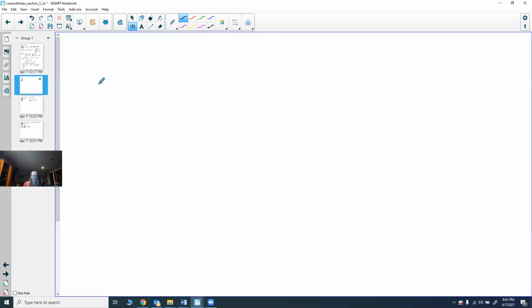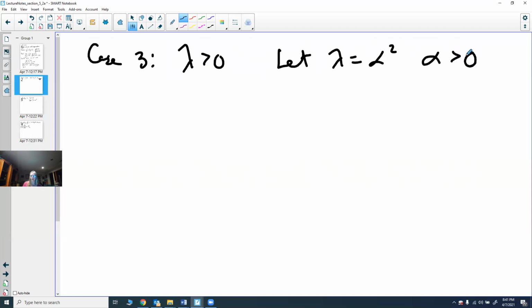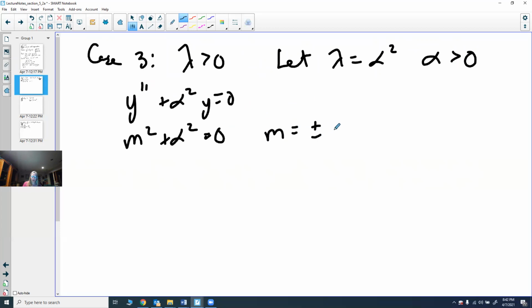Let's get a case 3. So case 3 is going to be that lambda is positive. And so again, just to make life a little bit easier here, let's let lambda equal alpha squared. We are going to again assume that alpha is positive. That means y double prime plus alpha squared y equals 0. So m squared plus alpha squared equals 0. So m is equal to plus or minus alpha i. So that means now we have y is equal to c1 cosine of alpha x plus c2 sine of alpha x.